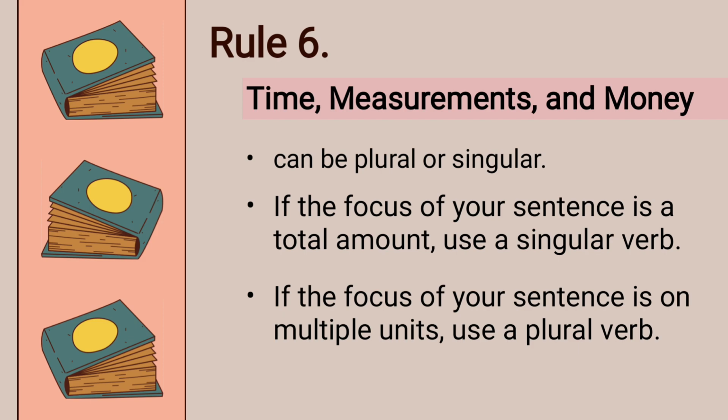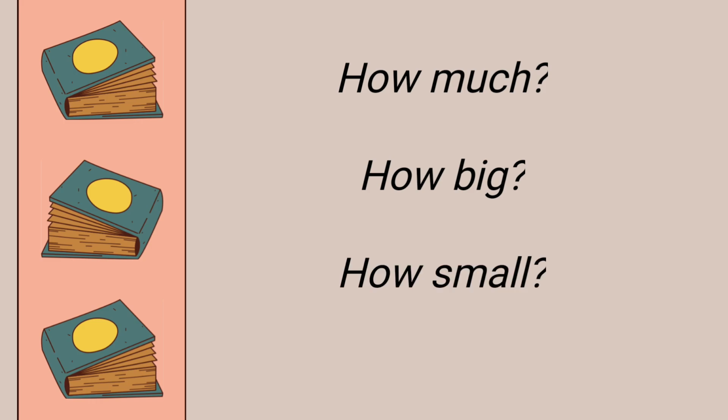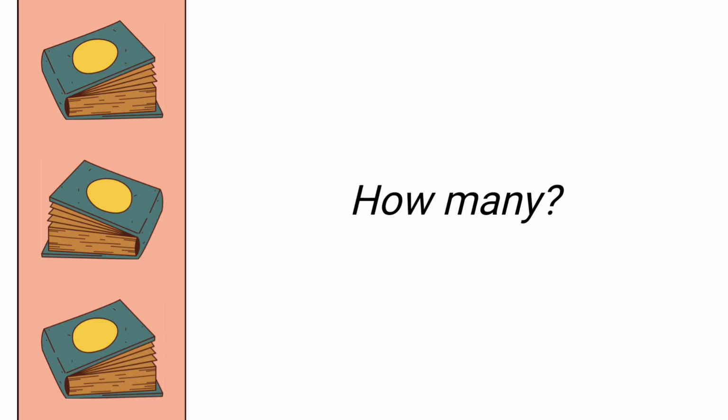Sometimes it's difficult to tell whether to use a singular or plural verb. But there is an easy way to figure it out. Just think about your sentence as the answer to a question. If your sentence answers questions like how much, how big, how small, and how long, use a singular verb. These questions suggest a total amount. If you ask the question how many, use a plural verb because this question suggests multiple units.